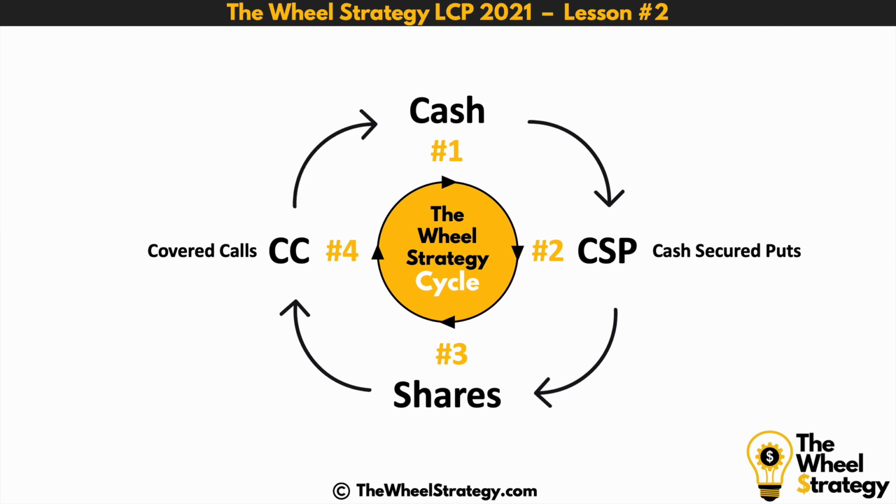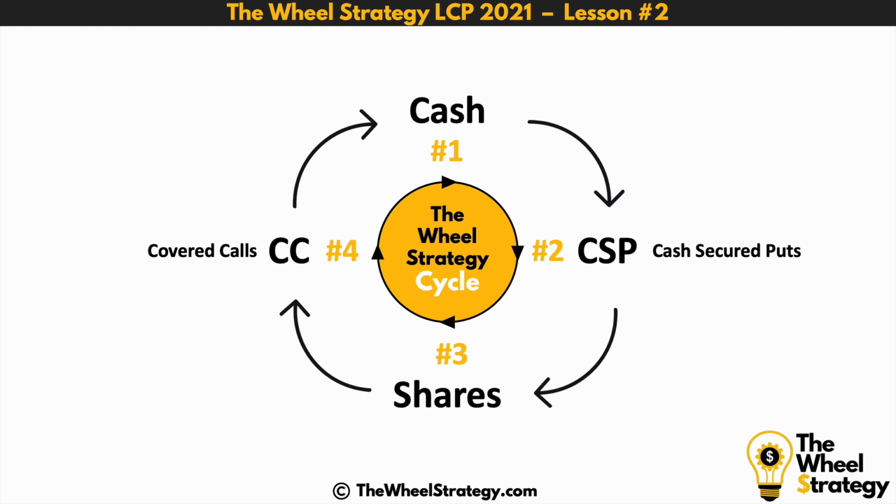And the cycle finishes when we go back to cash, because at some point the covered calls are going to be assigned, or called away from us, so we'll be forced to sell the shares at a price that at that time will be not that favorable, but in any case we will be selling the shares and we go back to cash and we start the cycle again.